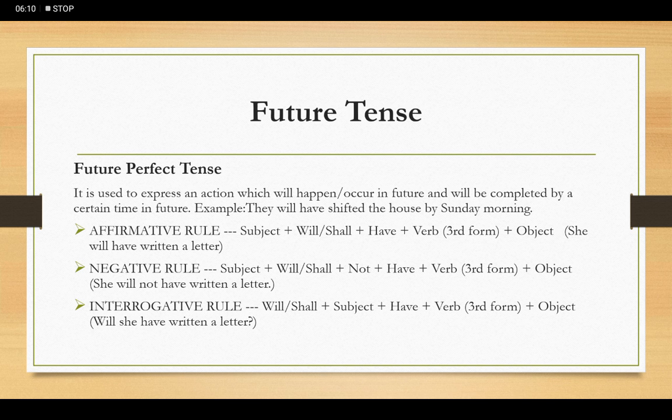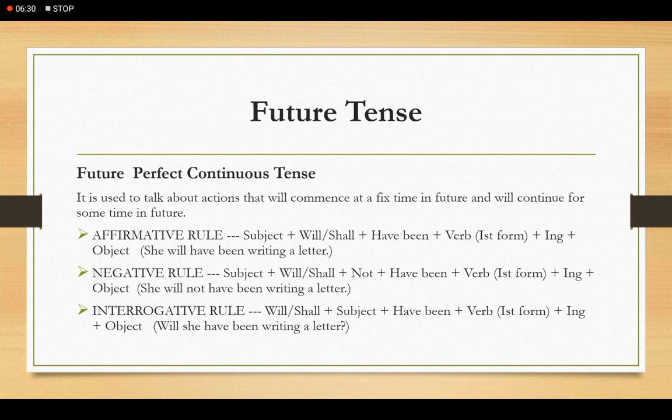Subject plus will or shall plus have plus verb in the past participle form, plus object. She will have written a letter. You can add, she will have written a letter by tomorrow evening. That will do.